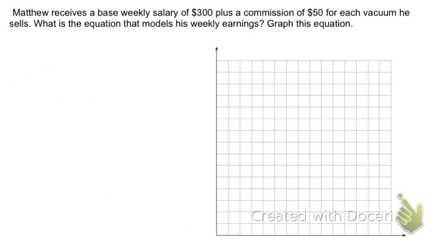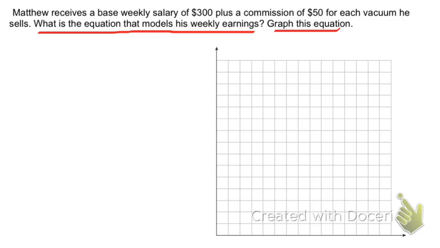Now this next problem is a context situation, and it's talking about a guy's weekly earnings. So Matthew receives a base weekly salary of $300 plus a commission of $50 for each vacuum he sells. What is the equation that models his weekly earnings? Graph this equation. So we have a two-part thing that we need to do here. We need to write an equation, because it says what is the equation, and we also need to graph it. Well, they gave us enough information in order for us to do both of those things.